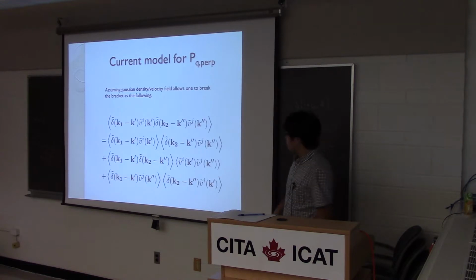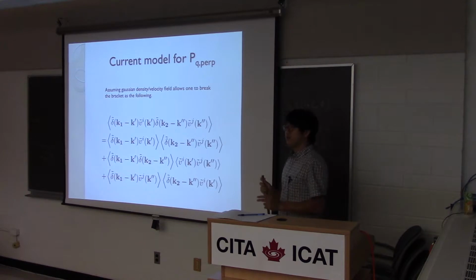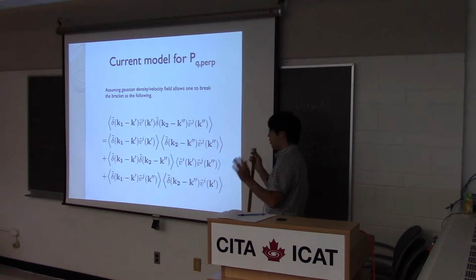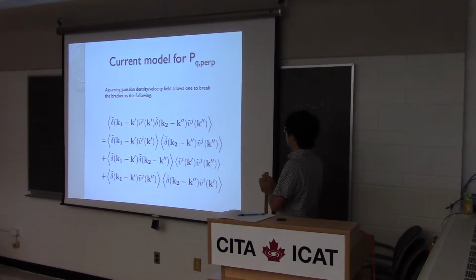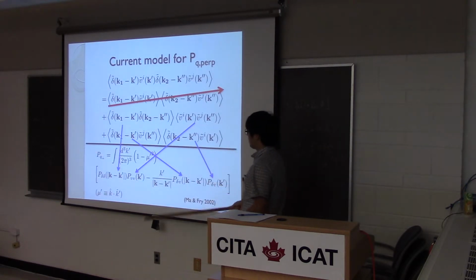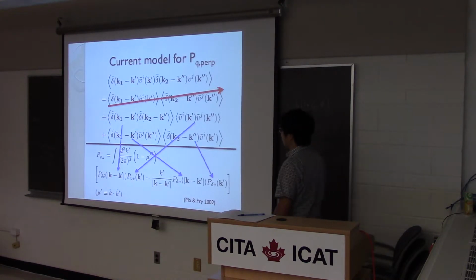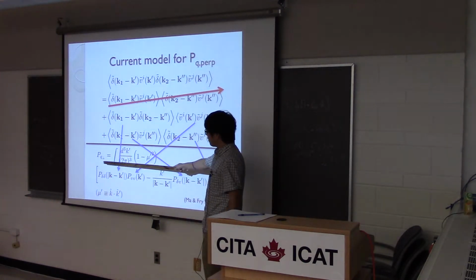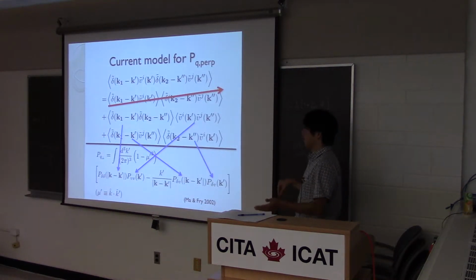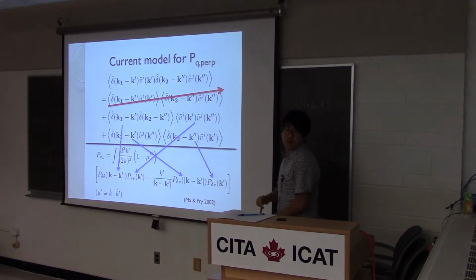There are people who have been using this convenient relation that breaks this fourth order moment into 2 pairs of second order moments, and then you have 3 terms, basically 3 ways of pairing 4 terms into 2 pairs. Then these pairs become power spectra that we can model easily. And then people have been coming up with analytical models for density and velocity power spectrum, and also velocity cross power spectrum, to come up with this momentum power spectrum in the nonlinear regime.